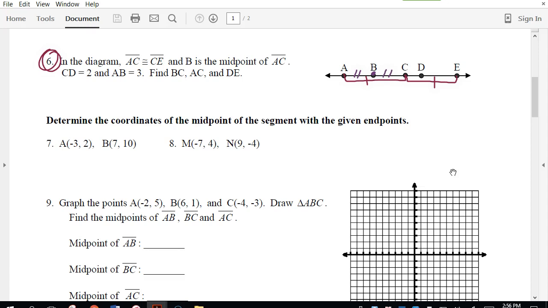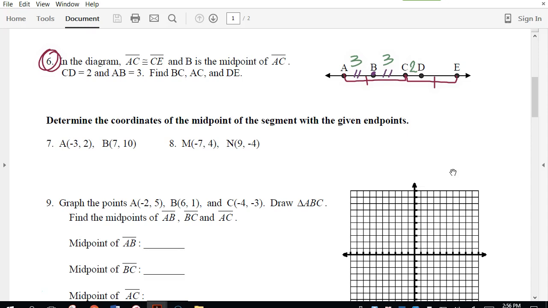Okay, now we know some lengths. CD equals 2, so let's label our picture 2. AB equals 3. Let's stop right there. If AB is 3, what else is 3? BC has tick marks. Look, we marked our picture. That marking let us know to put a 3 there as well. Find all of those segments.